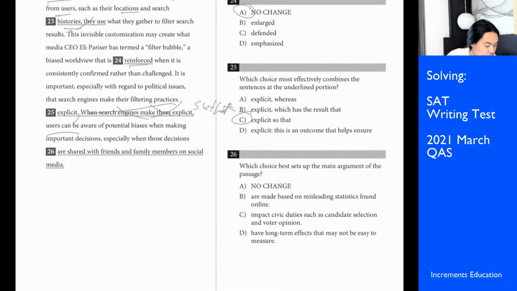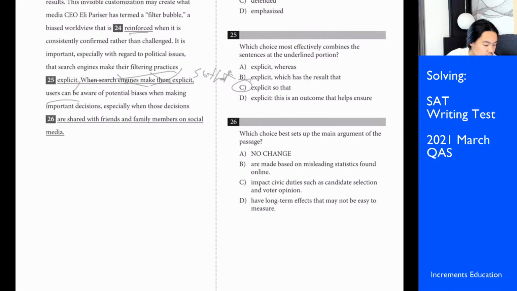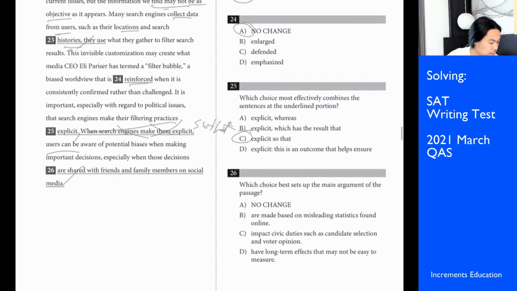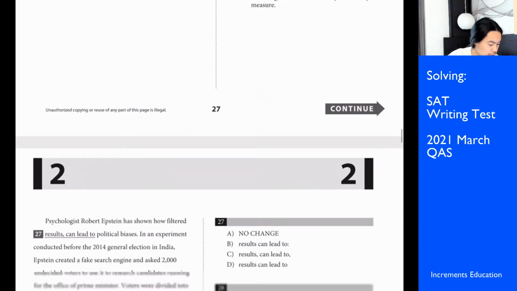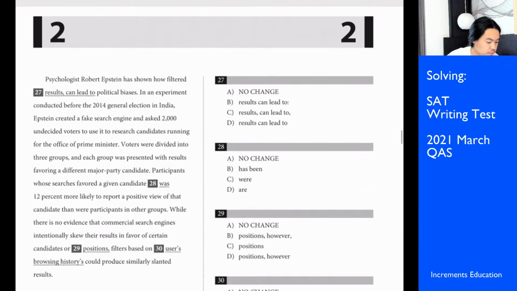Okay, because this is the result of it, especially when those decisions are. Especially when those decisions are being shared, are political. We're talking about politics right now. Politics. Main argument, right? Politics. Okay. This comma is just off, so just have no punctuation.